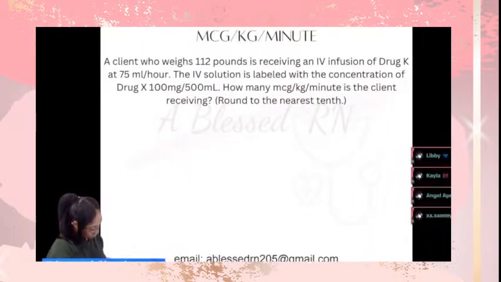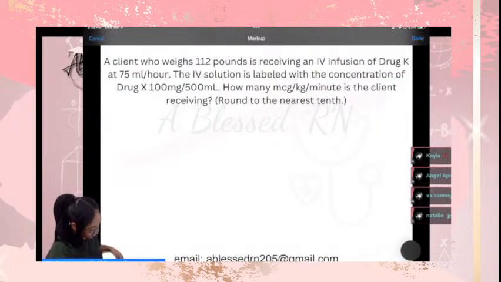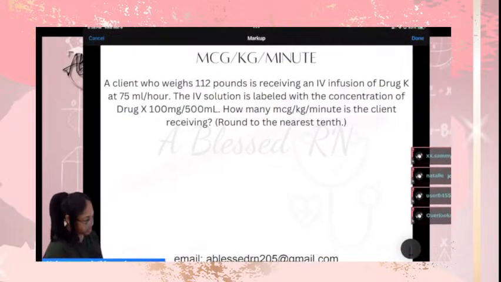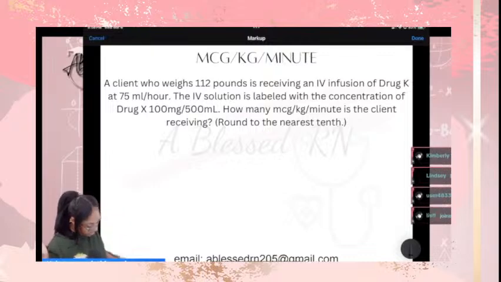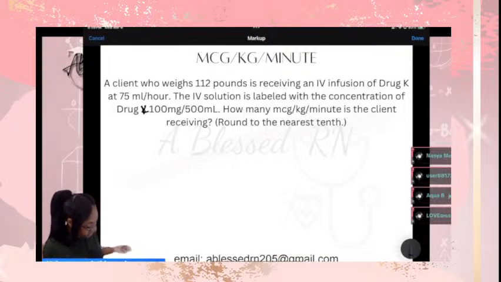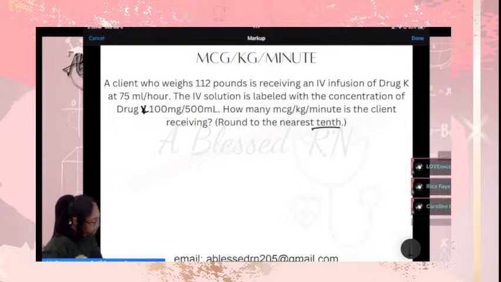All right. Microgram per kilogram per minute problem. A client who weighs 112 pounds is receiving an IV infusion of drug K. And I always do this, I always change my numbers, but I don't change the drugs. My bad. At 75 milliliters per hour, the IV solution is labeled with the concentration of drug K, 100 milligrams per 500 milliliters. How many micrograms per kilogram per minute is the client receiving? And we're going to round to the nearest tenth, okay?